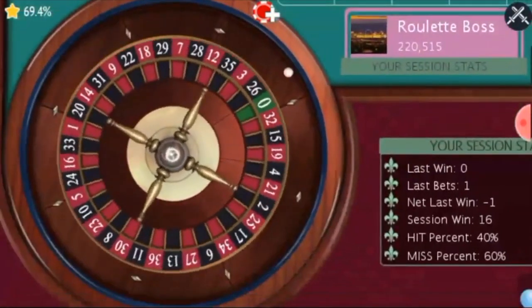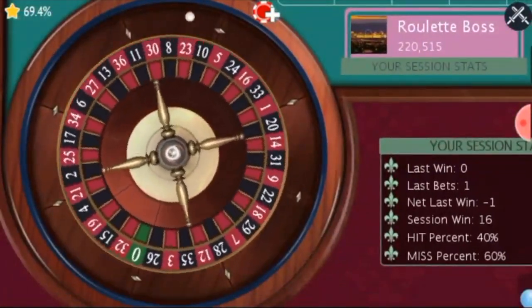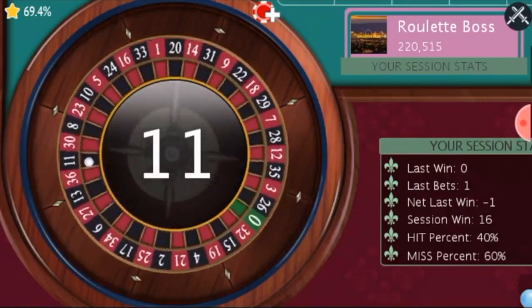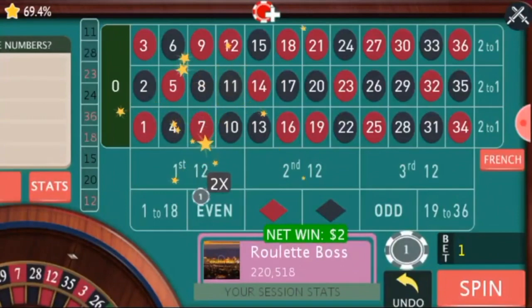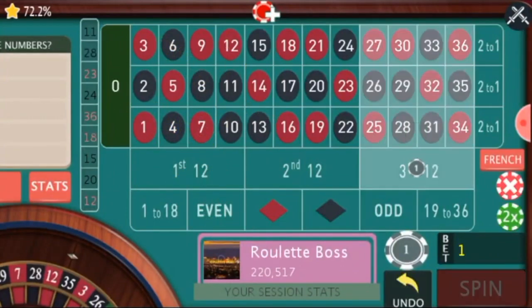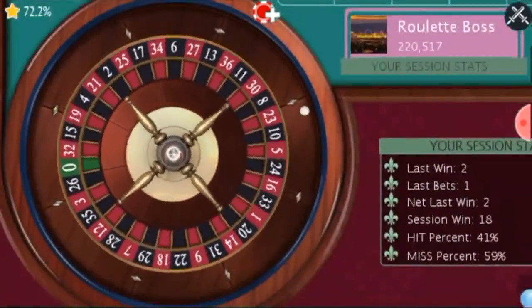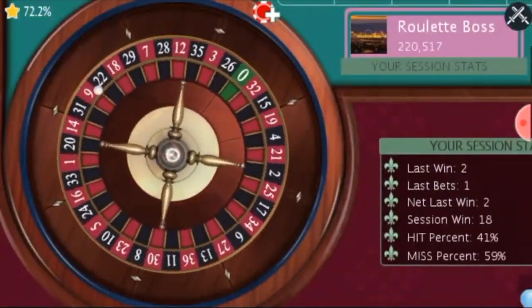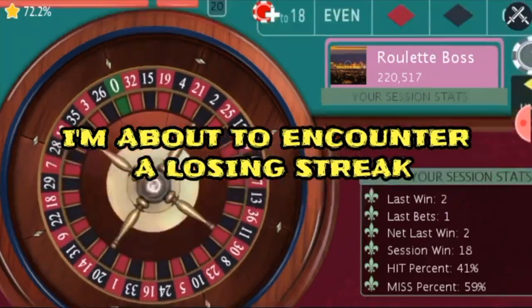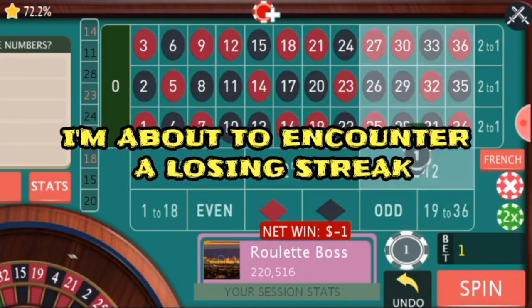Spin number 2. I have a hit on spin number 2. Anything greater than 17 units, I'm up to 18 units. I restart the entire progression. Spin number 1. I lose spin number 1.